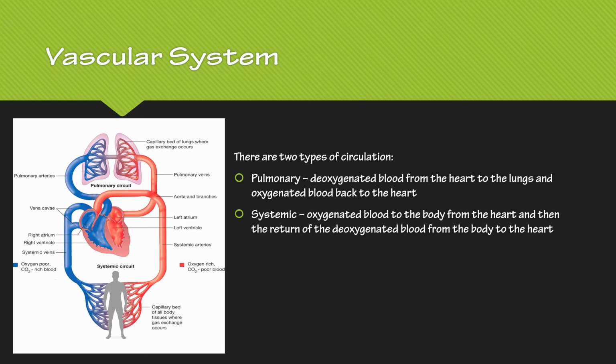And there's two types of circulation. The pulmonary circulation is anything to do with the lungs. So that's deoxygenated blood from the heart to the lungs, and oxygenated blood back to the heart again from the lungs.